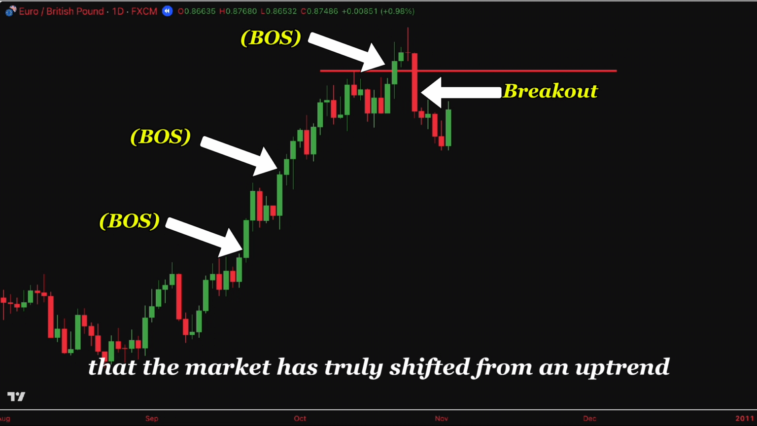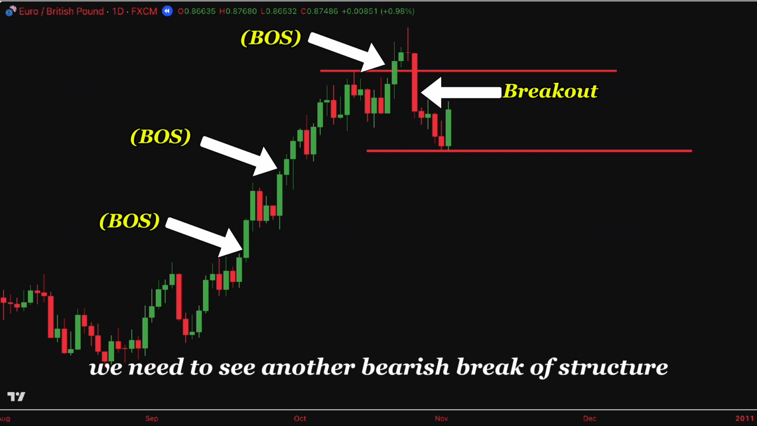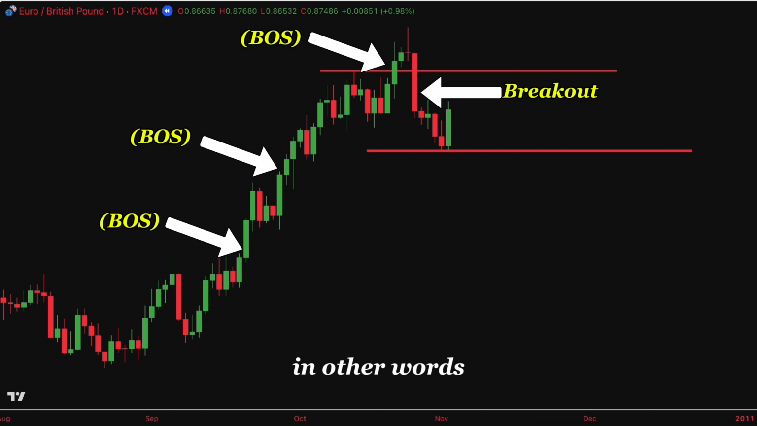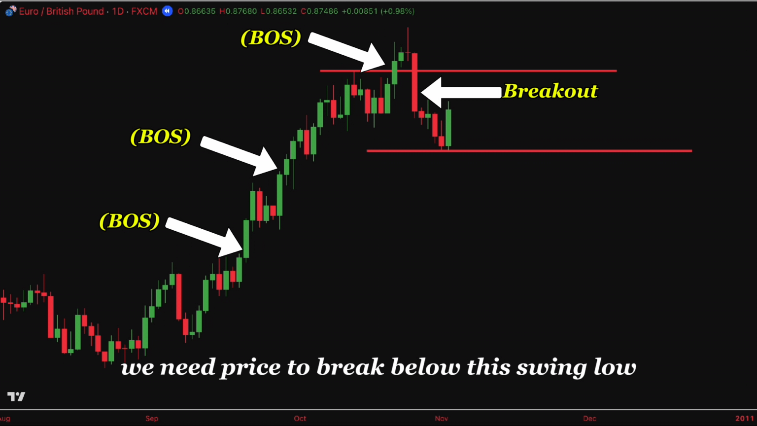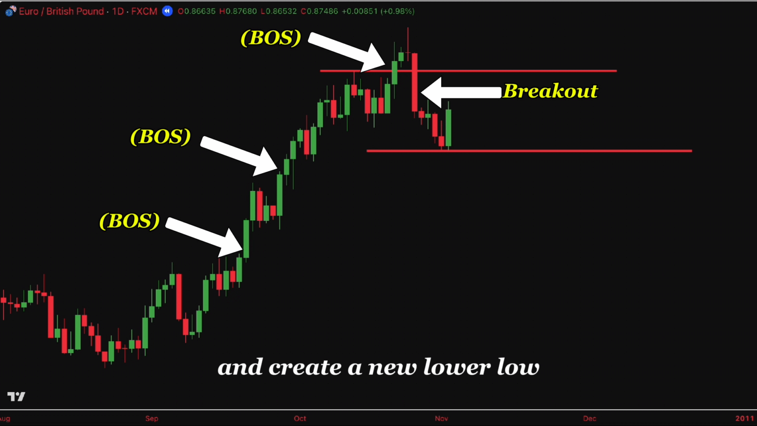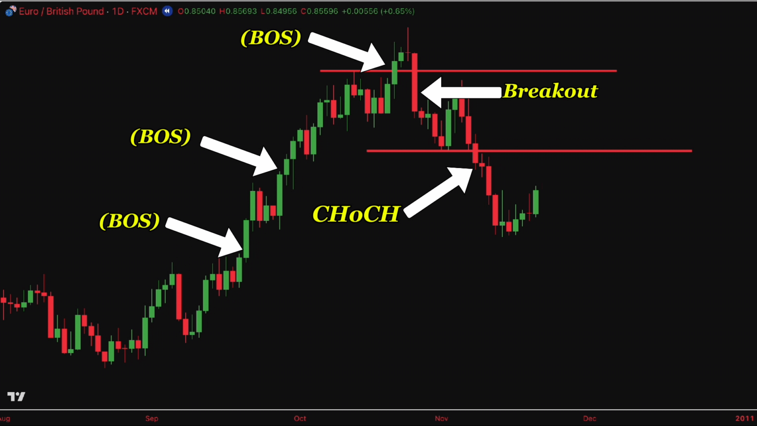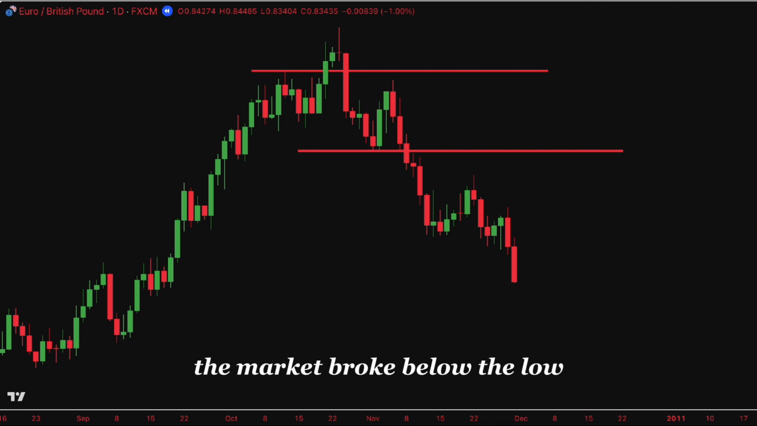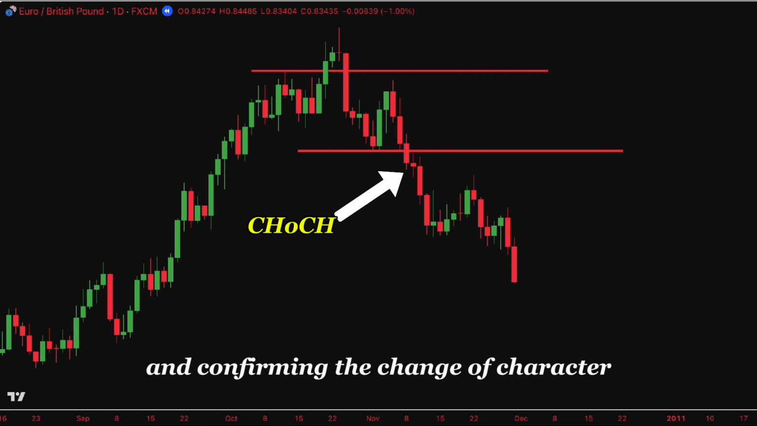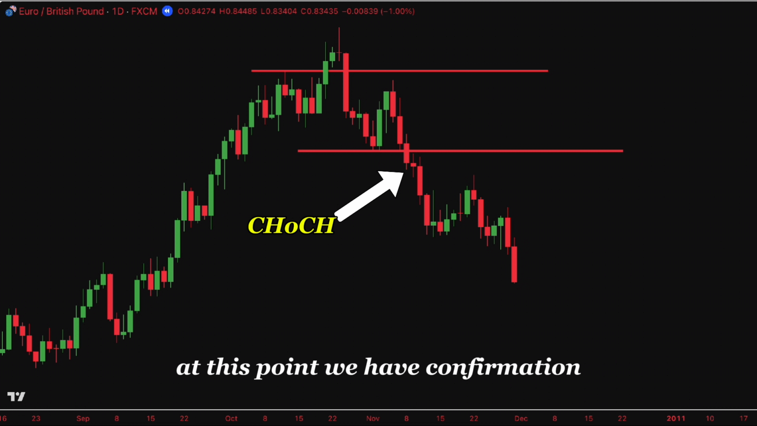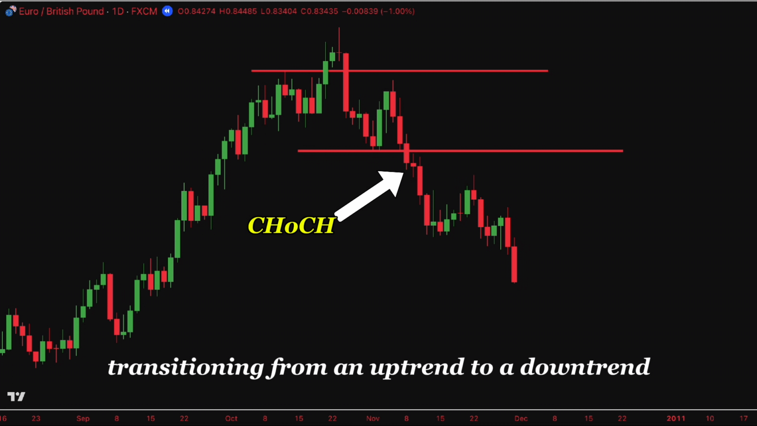To confirm that the market has truly shifted from an uptrend to a downtrend, we need to see another bearish break of structure. In other words, we need price to break below this swing low and create a new lower low. Look at what happened next. The market broke below the low, giving us a bearish break of structure and confirming the change of character. At this point, we have confirmation that the market is likely transitioning from an uptrend to a downtrend.